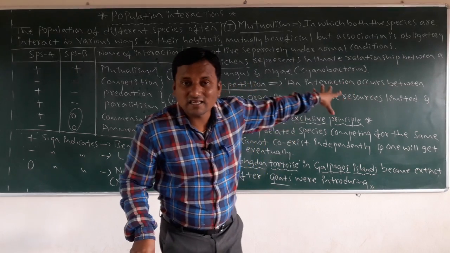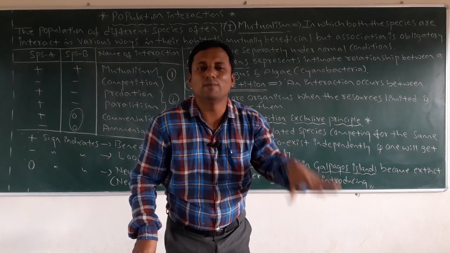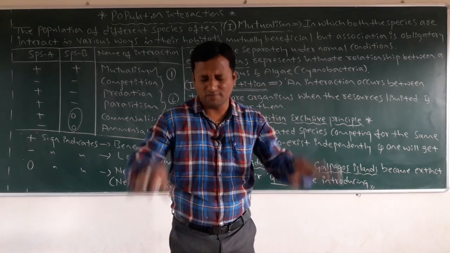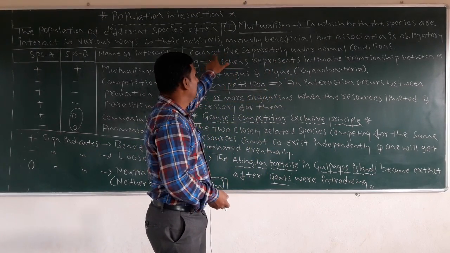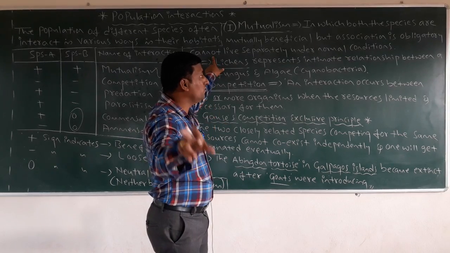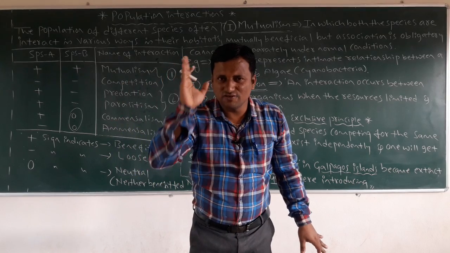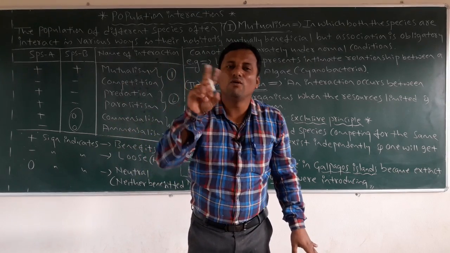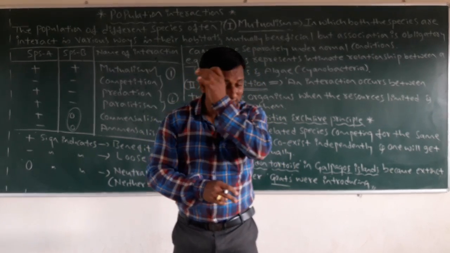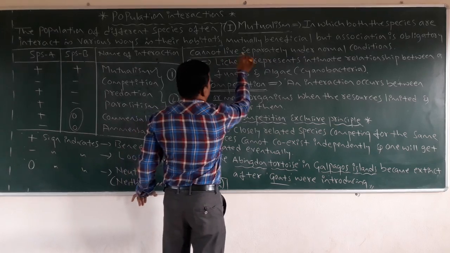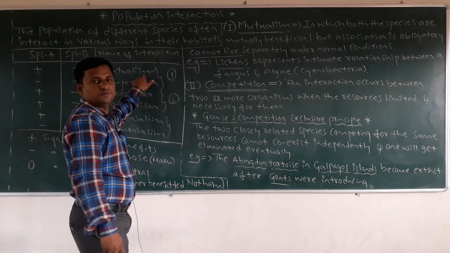But in this type of interaction, it must be required. That required concept is only called obligatory. In nature, it must be required. The association is obligatory. Cannot live. See the words: cannot live separately under normal conditions. If one species is going to form, both the species must be mutually benefited. You must remember this word: cannot live separately. Then only you understand the concept of mutualism.